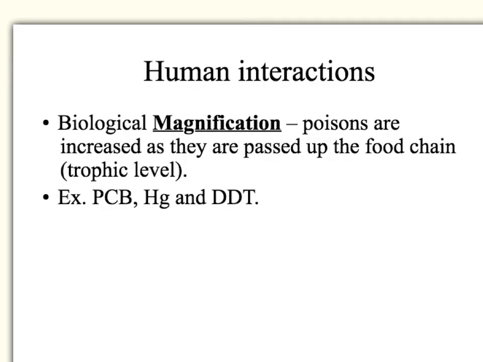So let's talk a little bit more about human interactions and a process known as biological magnification. And this is where poisons are introduced into the food web, and we see the amount of those poisons increase as they move up through the food chain. Some examples are PCB, mercury, and DDT.